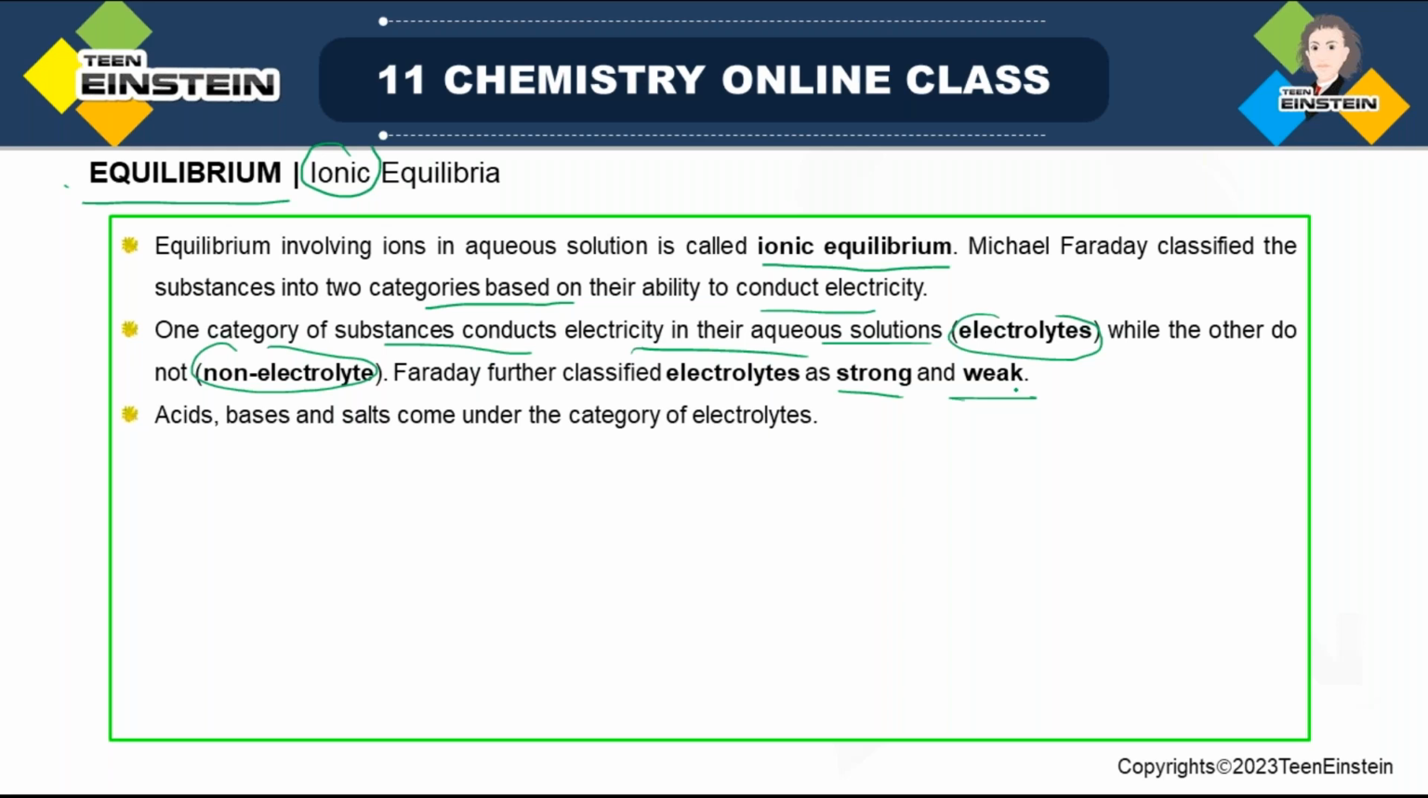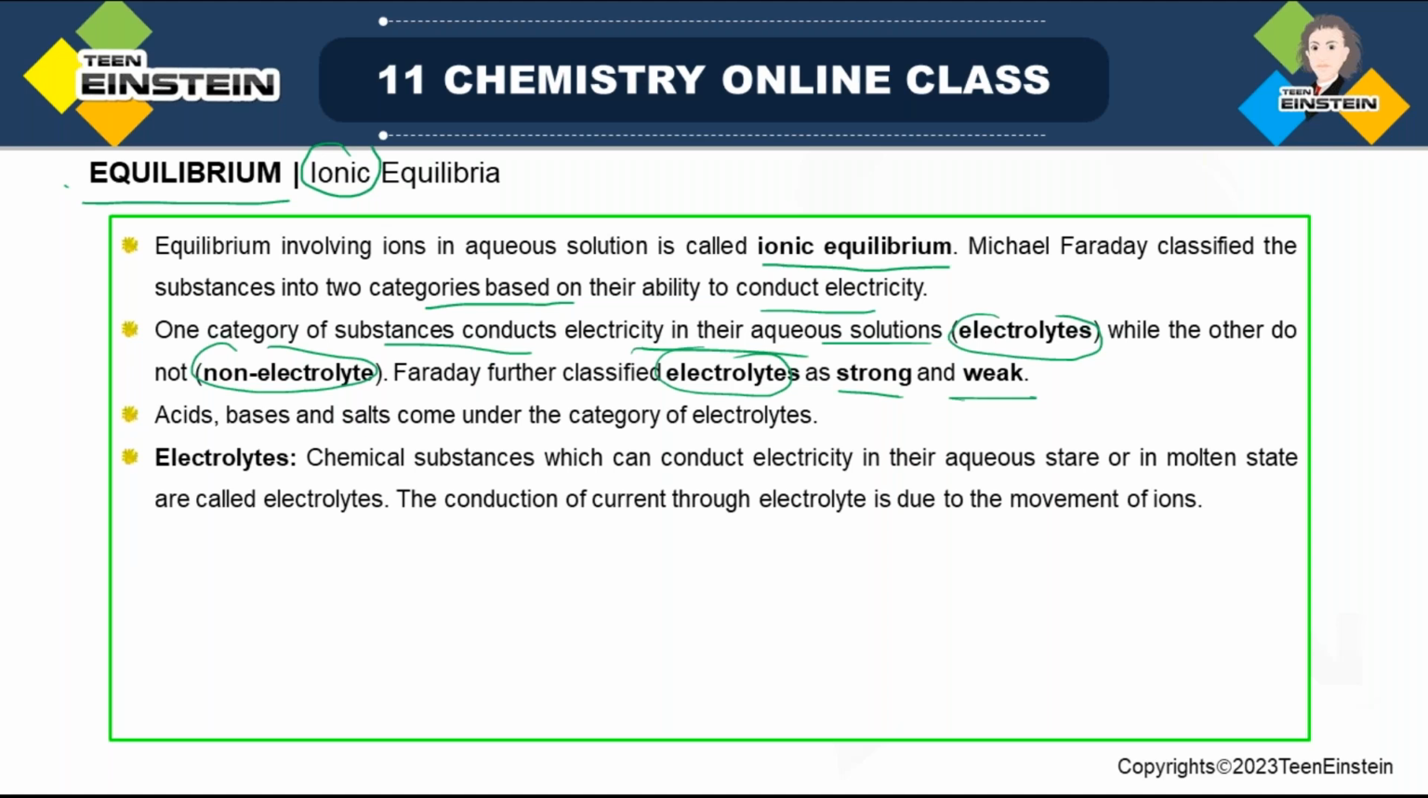Now these three substances come under the category of electrolyte. They may be strong or weak, that is different, but remember these three are electrolytes. There will be some presence of ions and they will be able to conduct electricity, so they are electrolytes. If we see the definition, electrolytes are chemical substances which can conduct electricity in their aqueous state, or in the molten state also. Now how are they carrying this electricity? It is due to the movement of ions. As they carry ions, because of the movement of those ions present in them, they are able to conduct electricity.